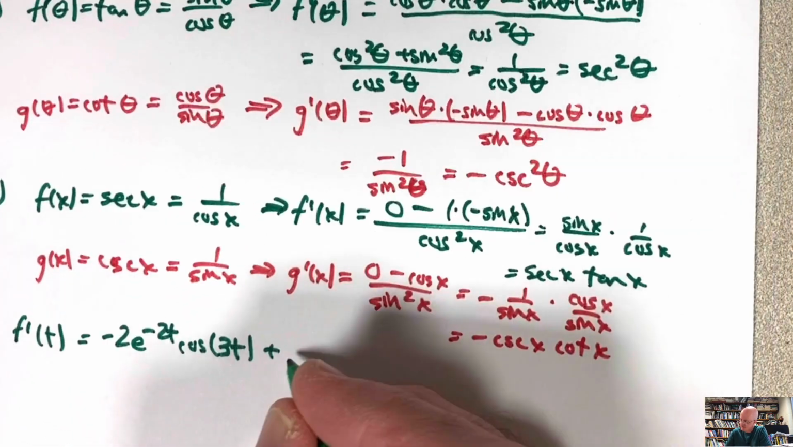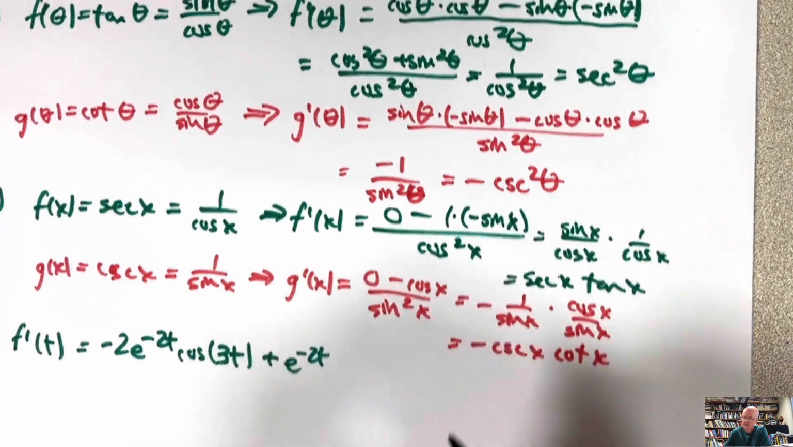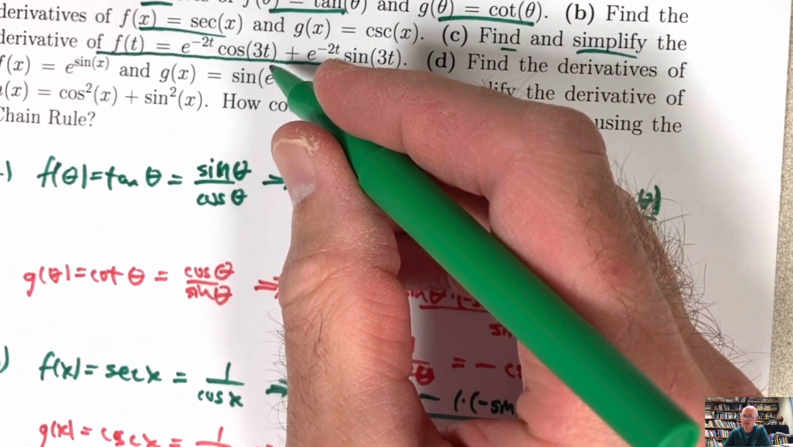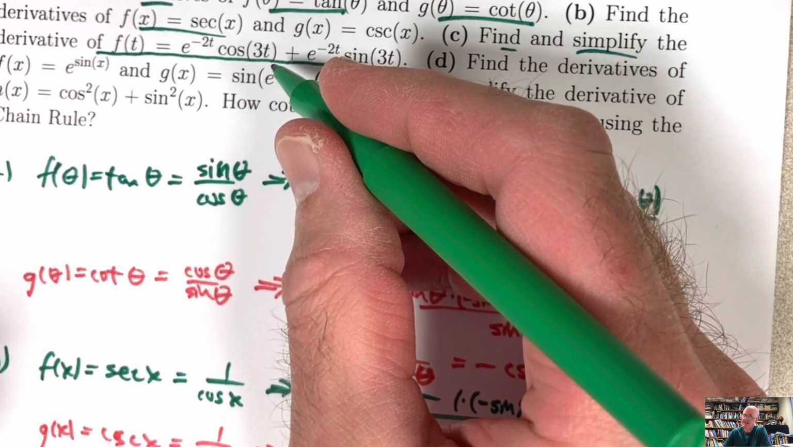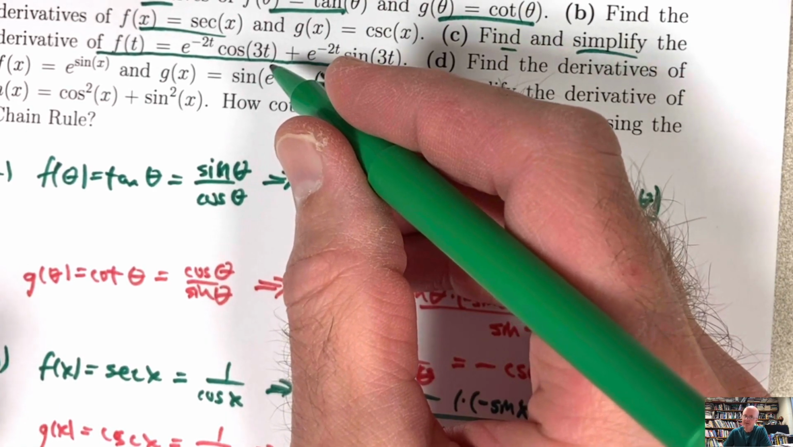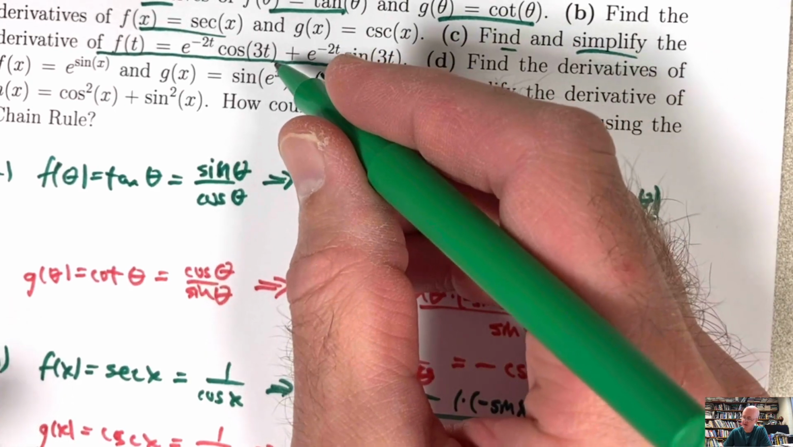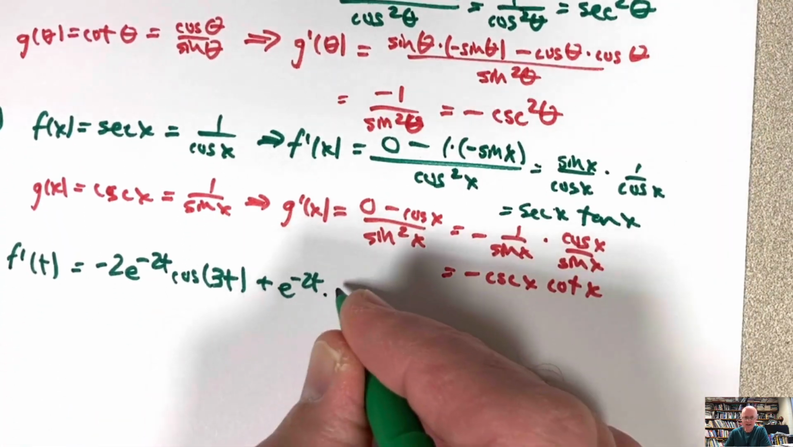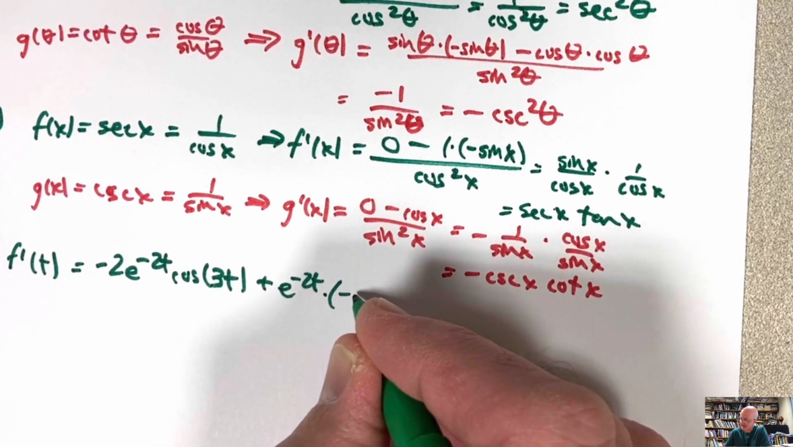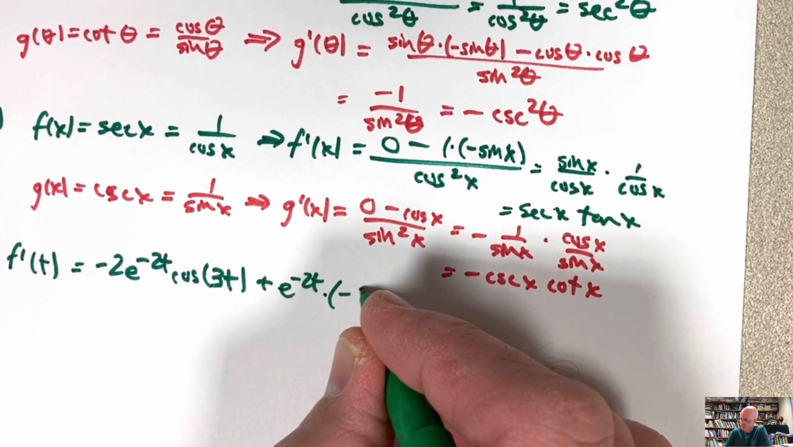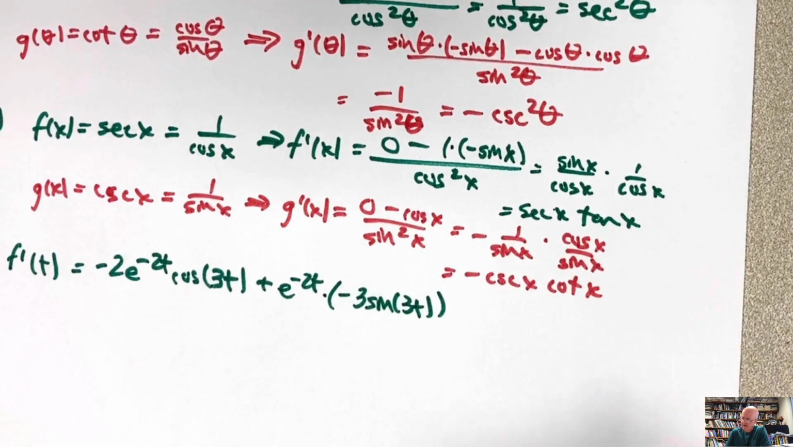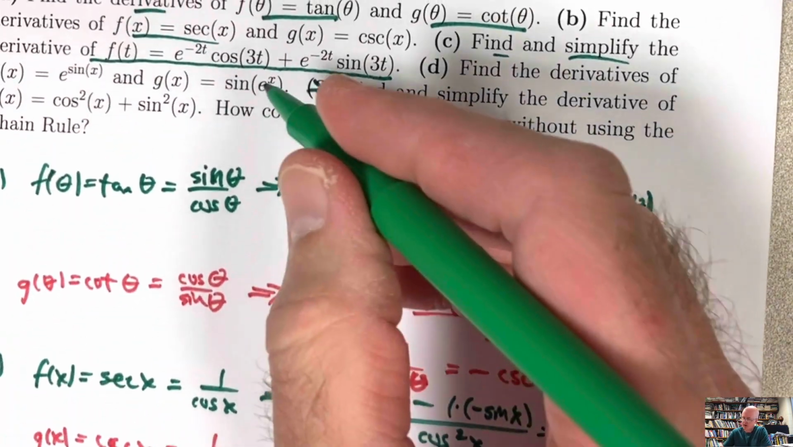e to the negative 2t is the first function. The derivative of cos 3t, I need the chain rule. The derivative of cosine is negative sine. 3t would get plugged in, then I'd have to multiply times the derivative of 3t, which is 3. So get careful about signs here. I need that negative sign in there. Negative, ultimately 3 sine 3t. That's the derivative by the product rule so far of this first term.